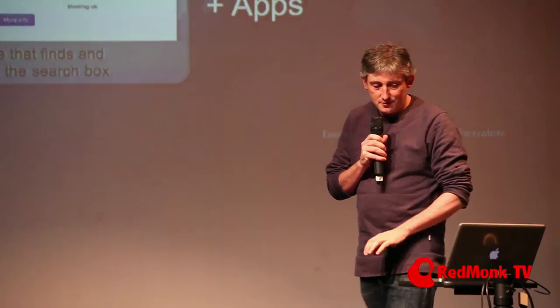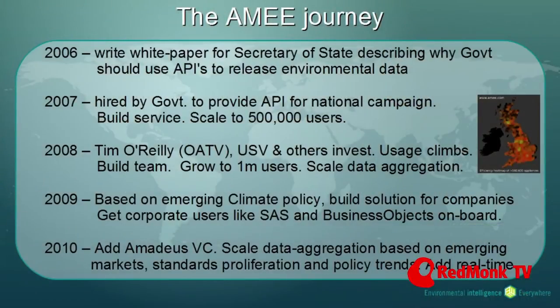What I'd like to talk about now is our journey. How did we get here? And it takes a long time, a painfully long time. So I can't believe this is 2012, but in 2006, I wrote a white paper for David Miliband when he was Secretary of State, saying, wouldn't it be a really good idea if we had an API to release government data with?